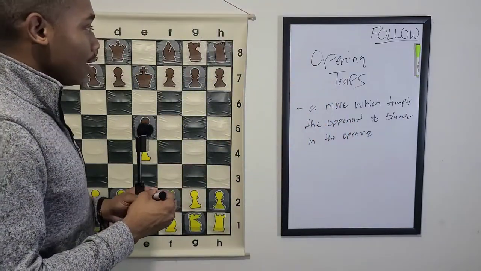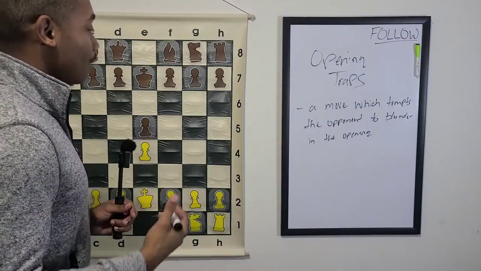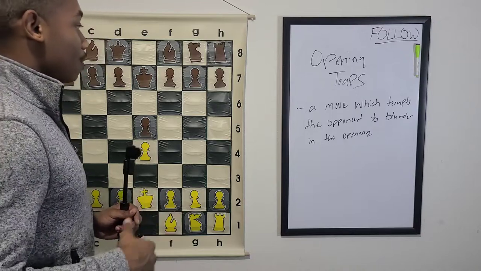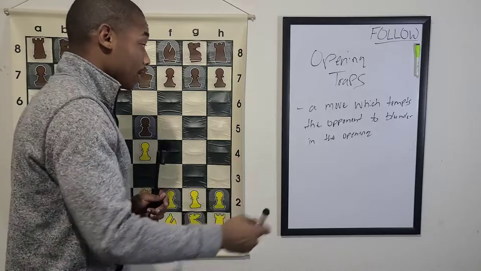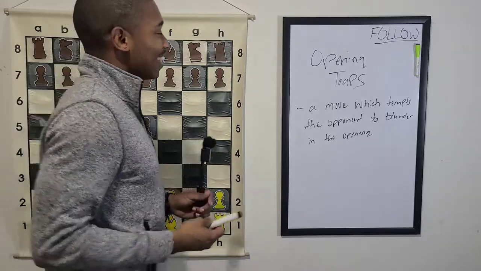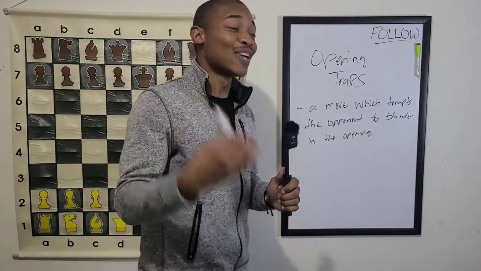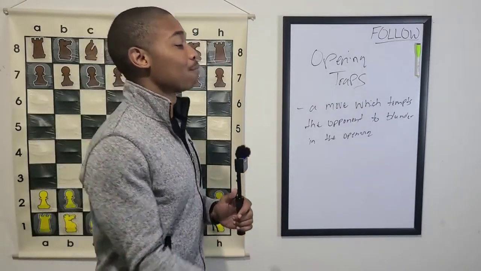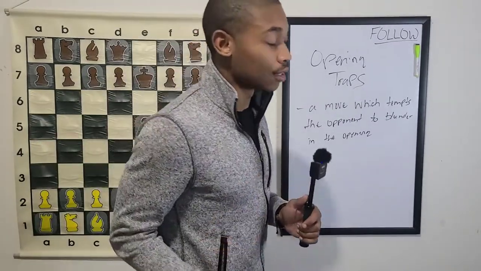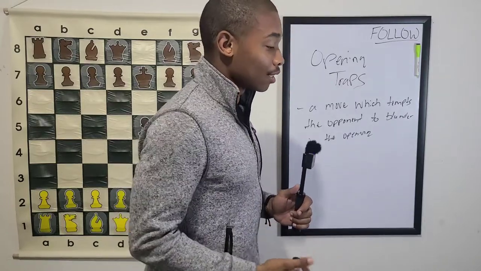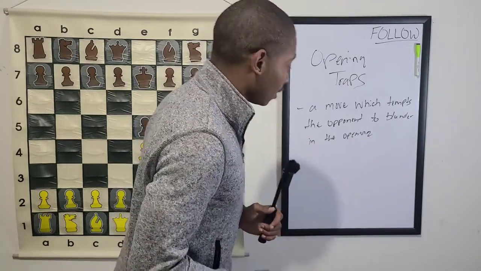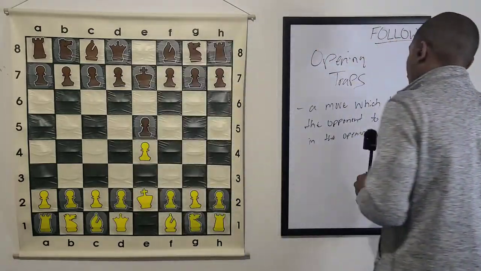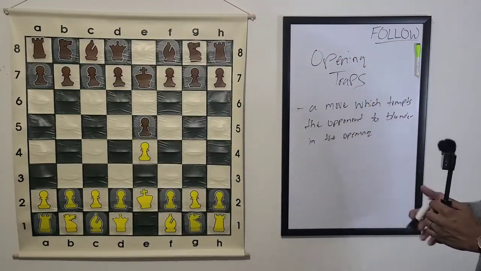So this is an opening trap in chess, a move which tempts the opponent to blunder in the opening. These opening traps could be named like the Russian trap, the Halosar trap, or a trap in the Fried Liver Attack. I know these are weird names, but they came from past grandmasters or past authors who wrote books about these types of traps or openings. So don't diss on it just because they sound weird. These traps are played even today and people are still learning.